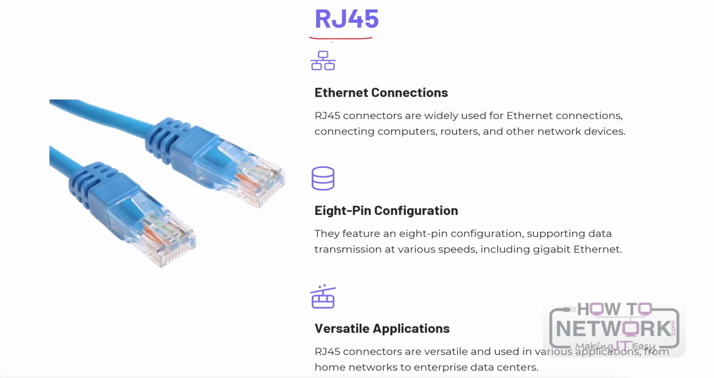Another familiar connector is the RJ45. Of course, this is the standard connector for connecting devices on an Ethernet network. They are found on computers, routers, switches, NICs, and other network devices. These connectors are designed to transmit data at various speeds, including 1G and 10G Ethernet. The RJ45 connectors have a unique 8-pin configuration, which enables the transmission of data signals. These pins are arranged in a specific order, allowing for both data transmission and power supply.